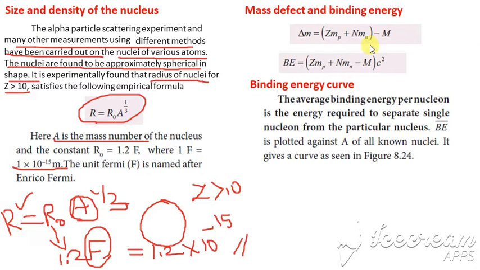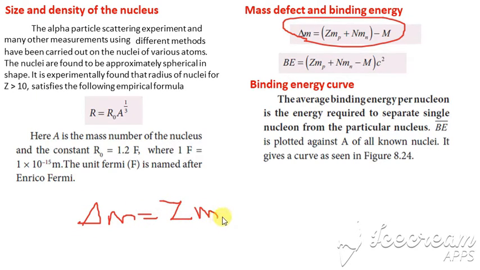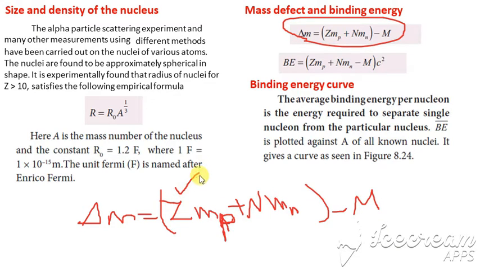Okay, next is mass defect and binding energy. In mass defect we mainly have to know this formula. Delta m is equal to Z into mp plus N into mn minus M. Here Z denotes the atomic number, mp is the mass of the proton, N denotes the neutron number, mn is the mass of the neutron, and M is the total mass.